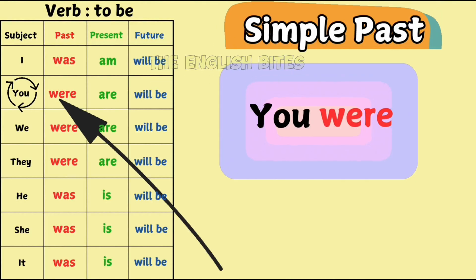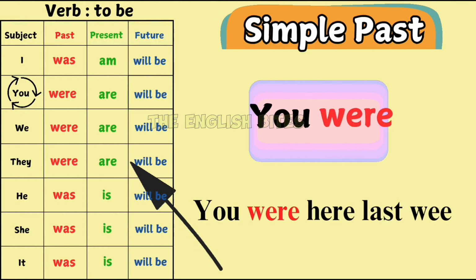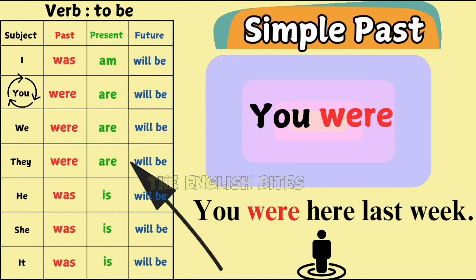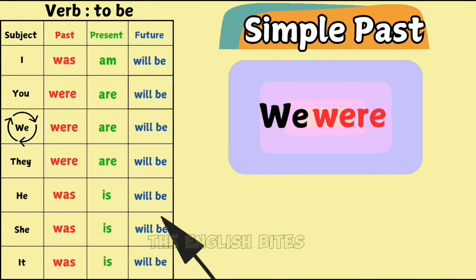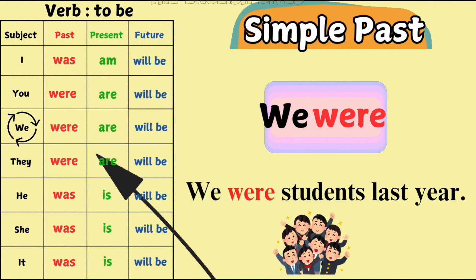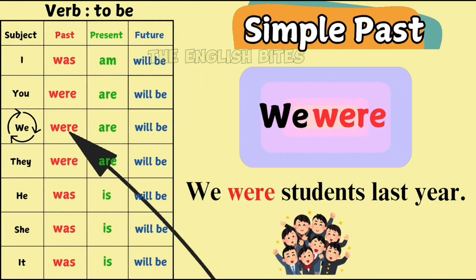Simple past, you were. You were here last week. Simple past, we were. We were students last year.